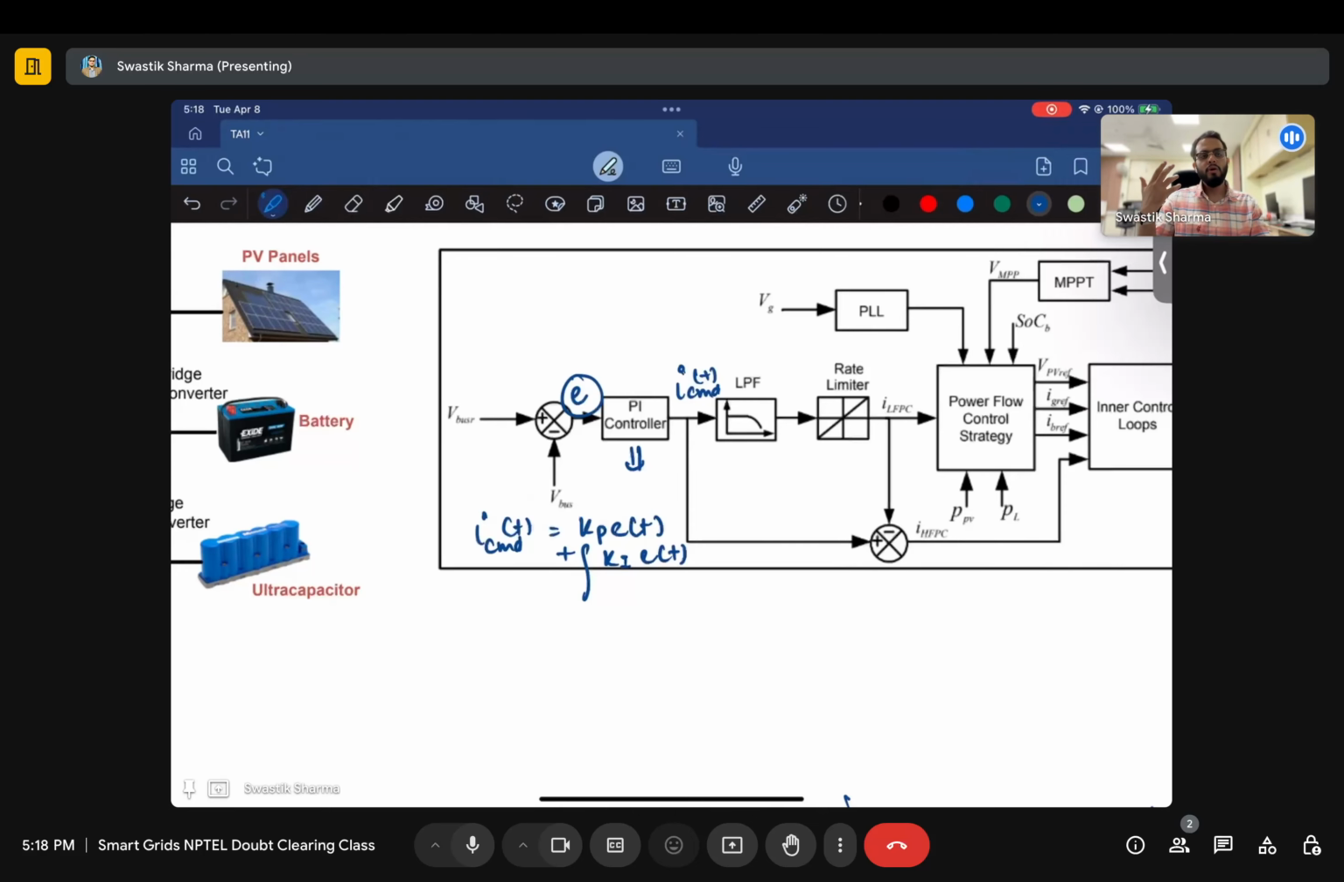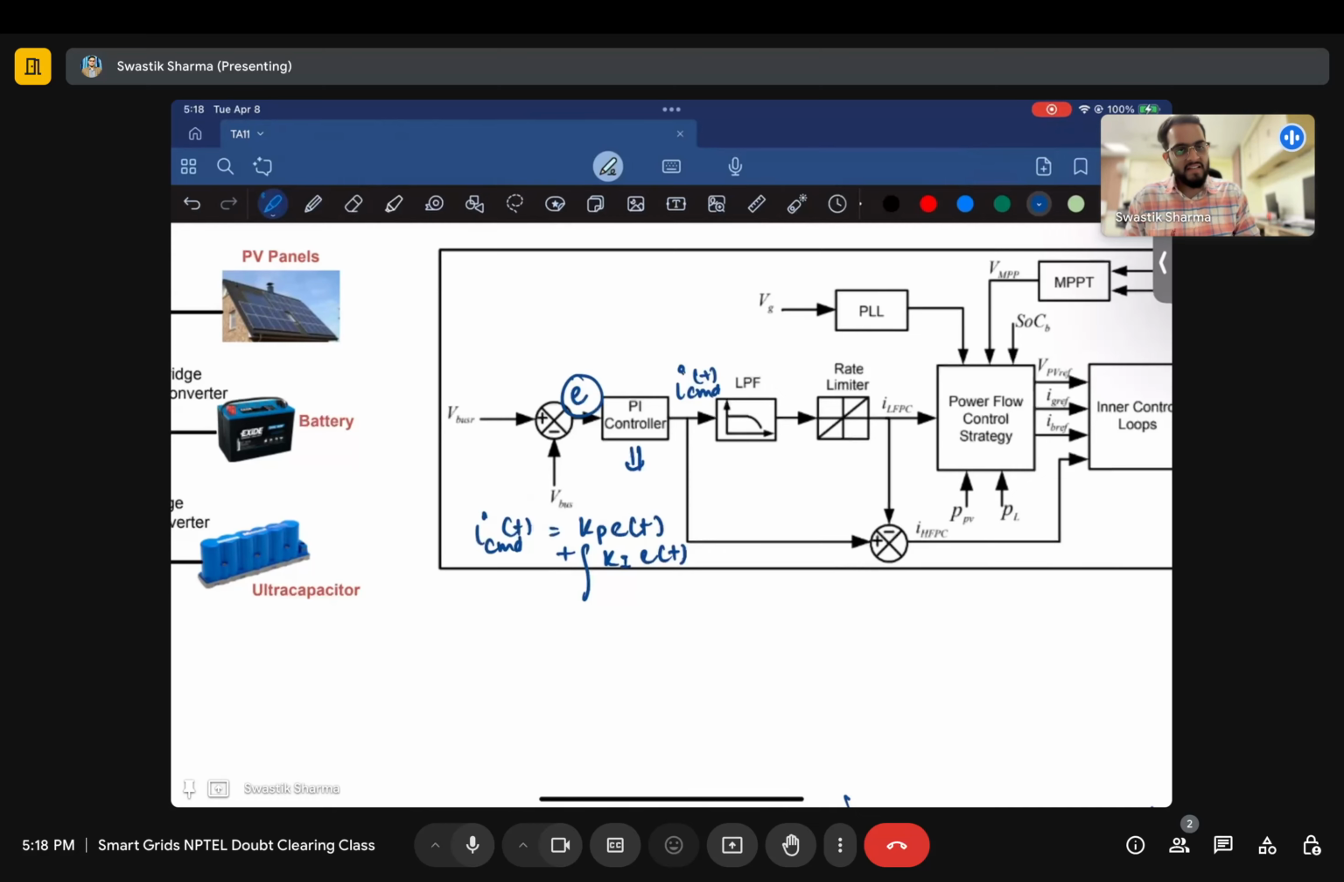They are able to effectively eliminate any steady state error, and that is what we want. We want zero steady state error, right? If error is zero, that means the bus voltage is closely matching the reference voltage, and that is what we want. And that is why PI controllers are used.